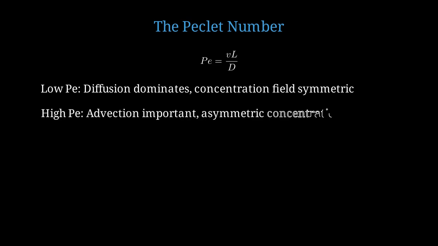When the Péclet number is greater than 1, advection becomes important. The particle creates an asymmetric concentration wake, with depleted fuel in front and accumulated products behind. This can enhance or suppress the propulsion, depending on the mechanism.